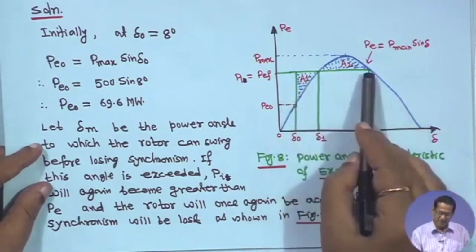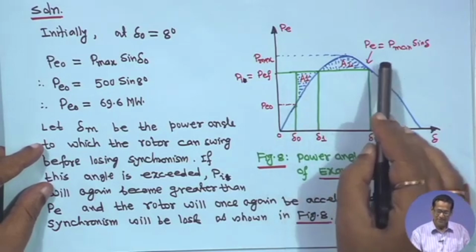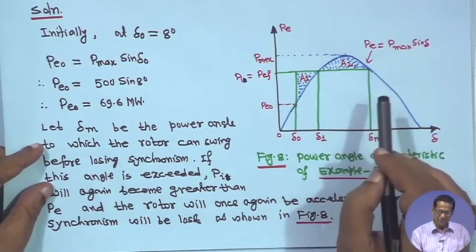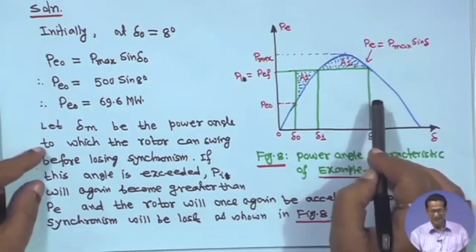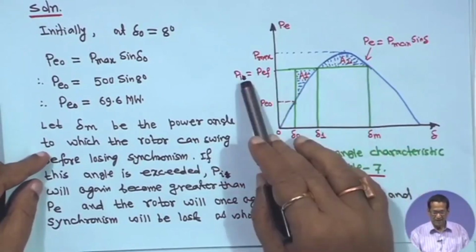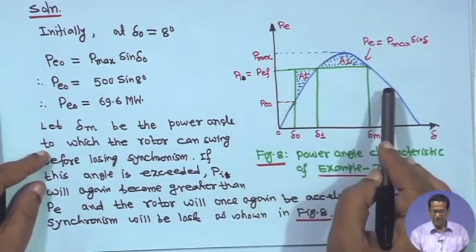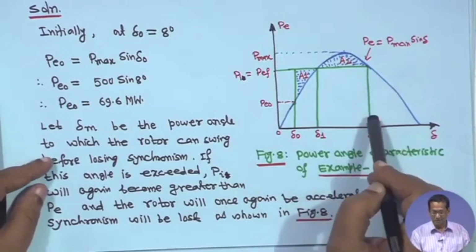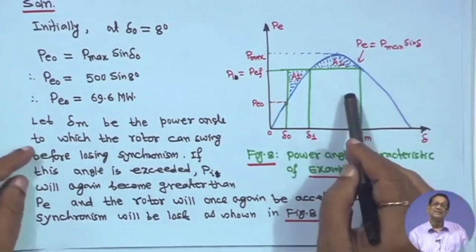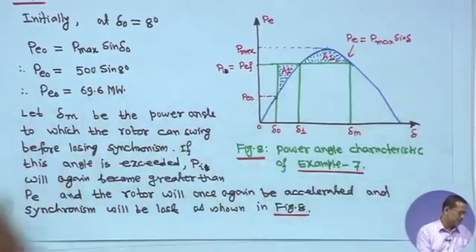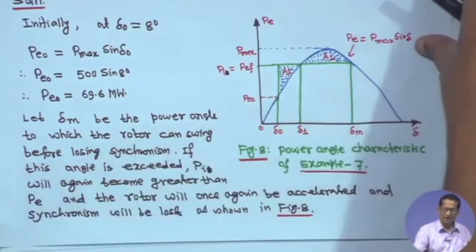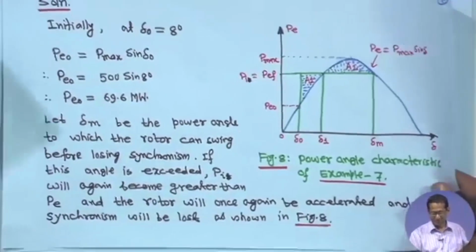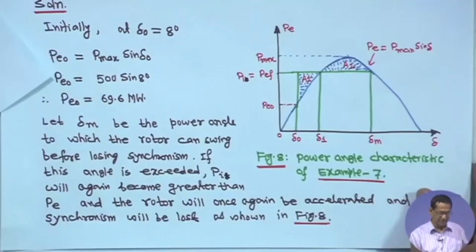So, at maximum it can go up to this delta m, where delta is equal to delta m, and you have to find out this delta m. So, your P I cannot be greater than your P. If it goes more than delta m, then it will start accelerating and the system will go out of step. So, this is the power angle characteristic of this one.